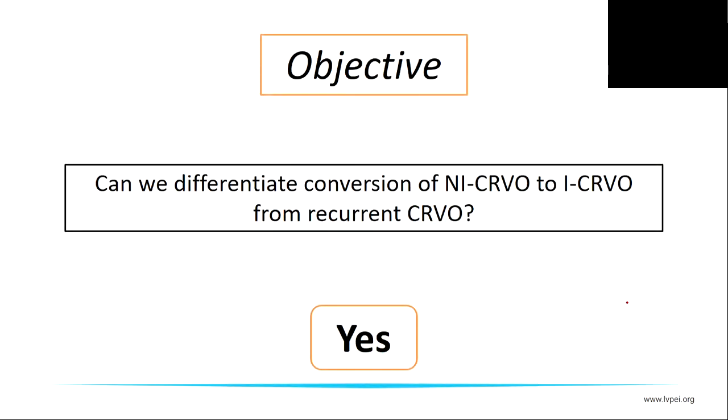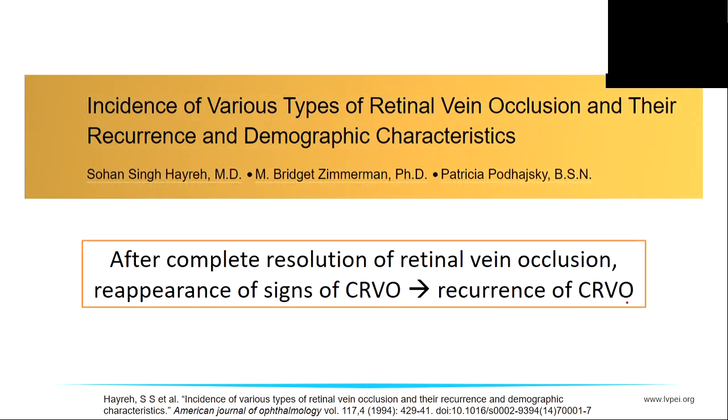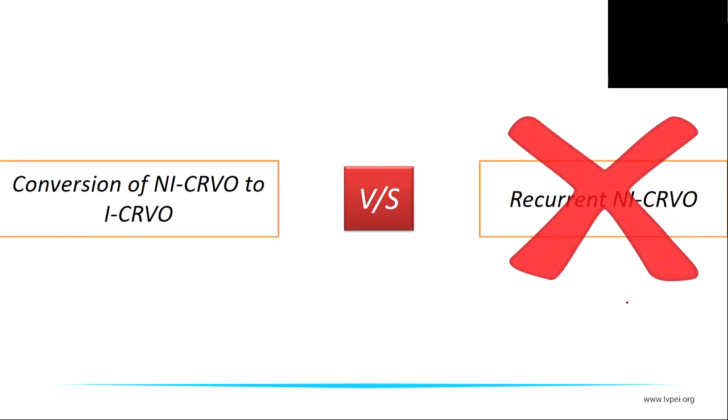Now this brings me to the objective of my presentation: can we differentiate this conversion of non-ischemic to ischemic variant from the recurrence of a CRVO? The answer is yes, we can. In literature it has been said that if we want to term a CRVO as recurrent, there has to be a complete resolution of the prior event of retinal vein occlusion, and then there should be reappearance of signs of CRVO. In our case, the superficial hemorrhages did resolve, but not all the signs of CRVO had gone away. So this rules out a recurrence of CRVO in our patient.